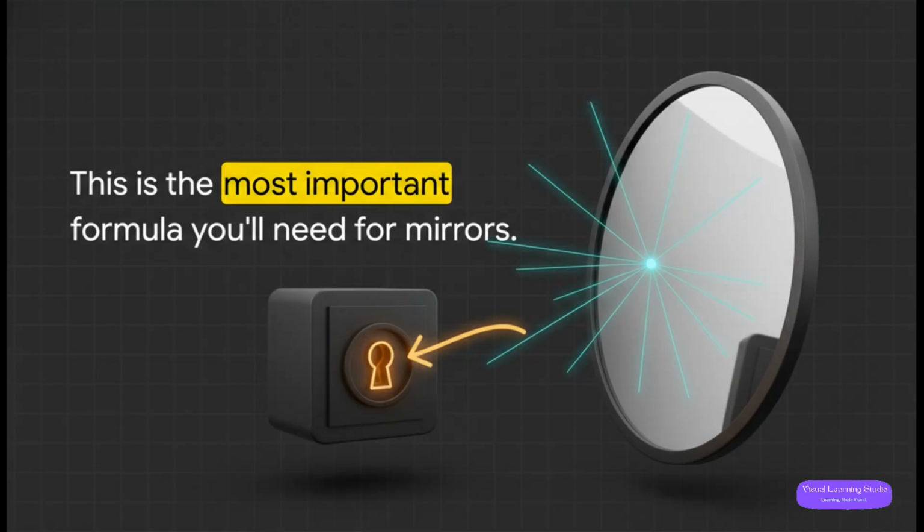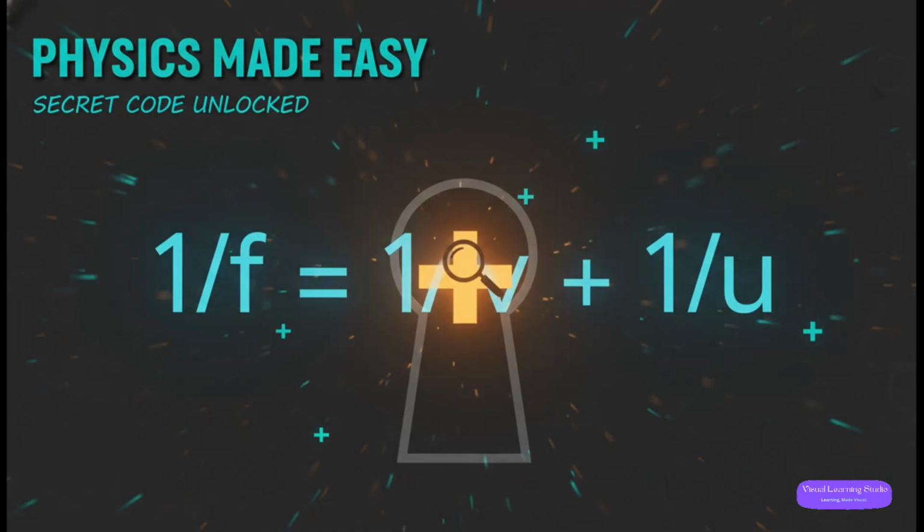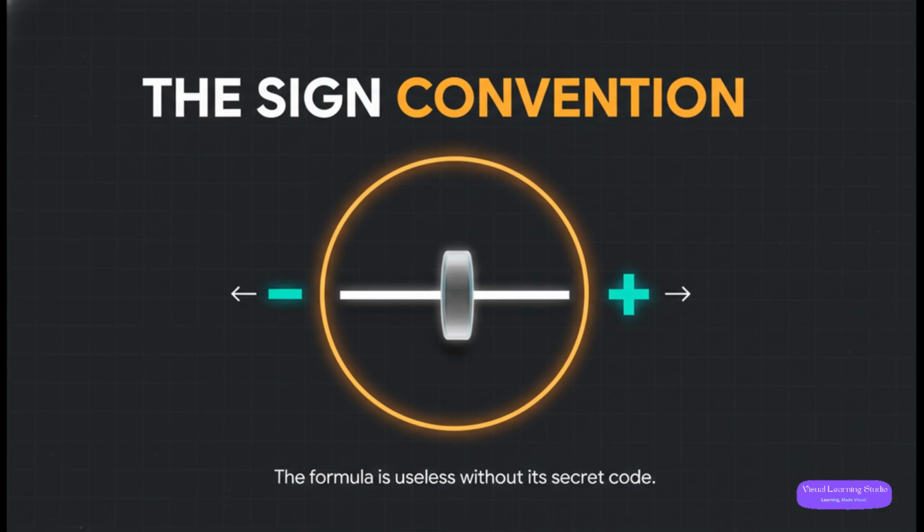All right, let's talk mirrors. This one formula, it's the key to predicting everything you see. But listen, the formula itself is useless without its secret code. It's all about the signs. Okay, I know, this is where people get stuck, but we're gonna break this down step by step.